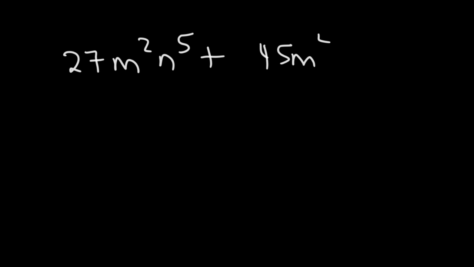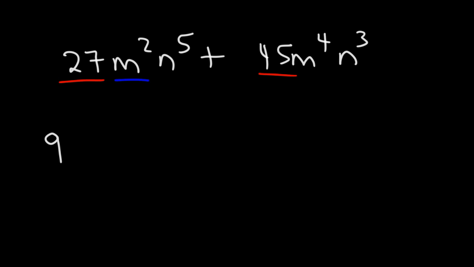Now here's another one. 27 m squared n to the fifth power plus 45 m to the 4th power n to the 3rd power. Go ahead and pause the video and try this example. So like before, we're going to take it one step at a time. What is the GCF between 27 and 45? The GCF between those two numbers is 9.